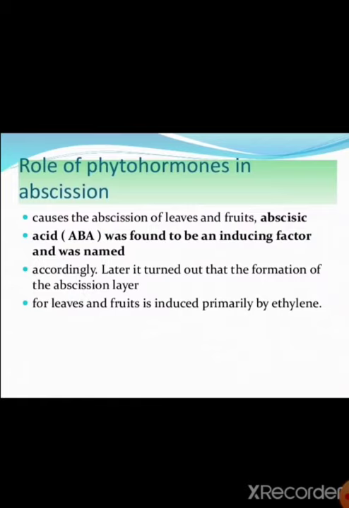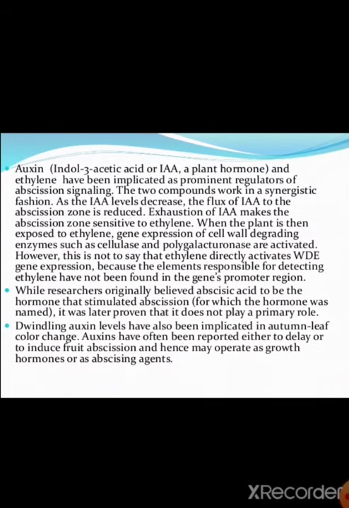Various phytohormones play a role in abscission, causing the abscission of leaves and fruits. Abscisic acid was found to be an inducing factor. Later it turned out that the formation of the abscission layer for leaves and fruit is induced primarily by ethylene. Auxin is another plant hormone, and along with ethylene has been implicated as a prominent regulator of abscission signaling. The two compounds work in a synergistic fashion.